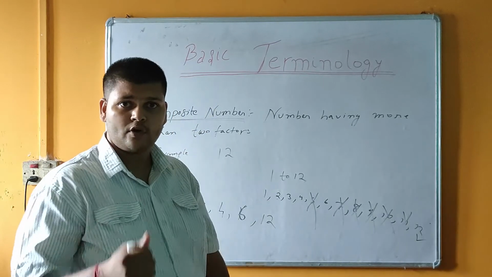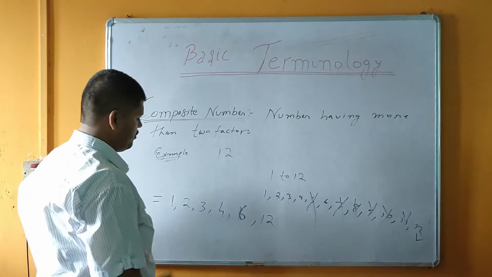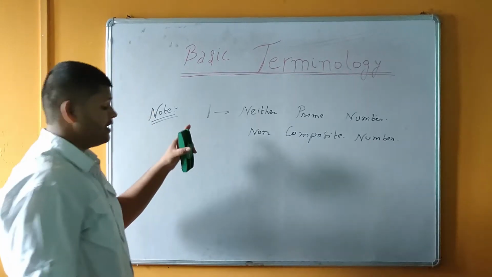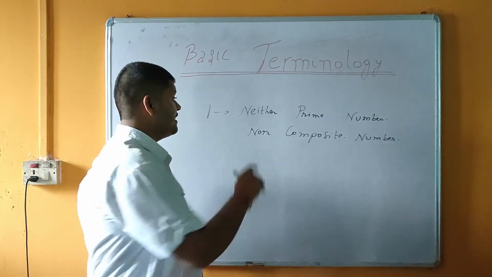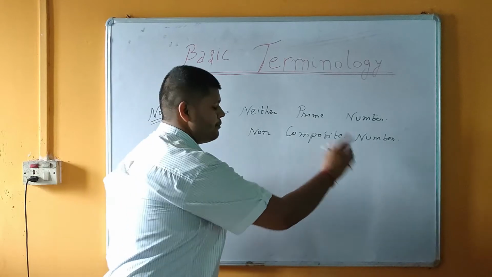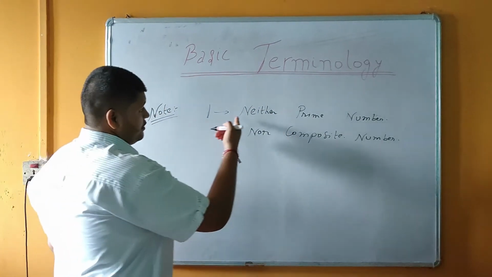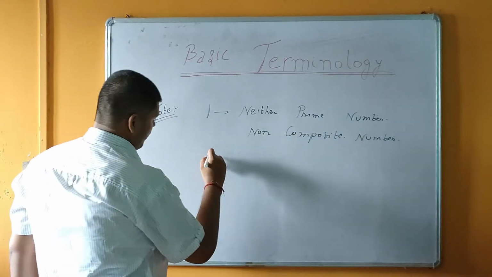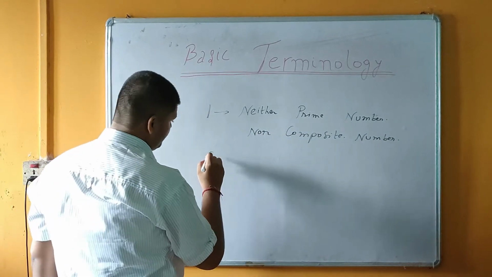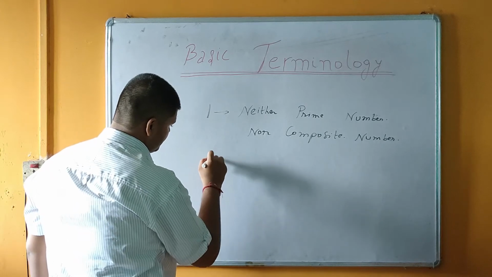Now you have to note down one point I am telling over here. What is that? The number 1 is neither a prime number nor a composite number. You have to remember this. Okay? So the prime numbers start from 2. So 2 is the prime number. This is the starting point.